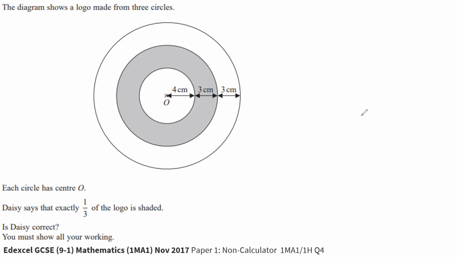So this is a non-calculator question, which may surprise you because it involves circles and finding the area of circles. And it's question 4 on this non-calculator paper, so quite near the beginning, but that doesn't necessarily mean that it's easy. I think this is actually slightly deceptively challenging, especially for a non-calculator paper.